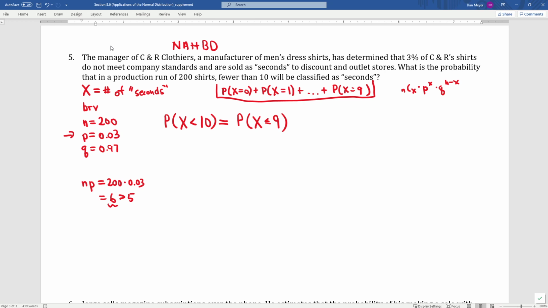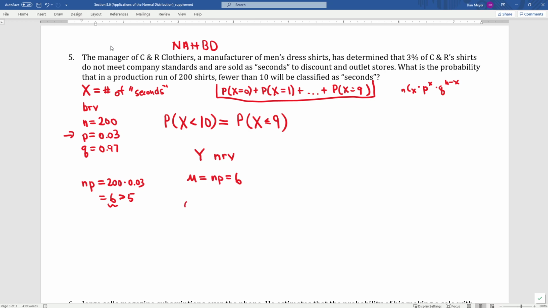So now that we verified that we can do that, our second step here is to introduce a normal random variable, Y. So Y is going to be a normal random variable. The mean for this normal random variable is going to be n times p. It's going to be our binomial mean, n times p, which is 6. We've already found that value.